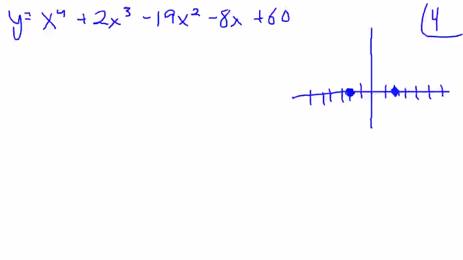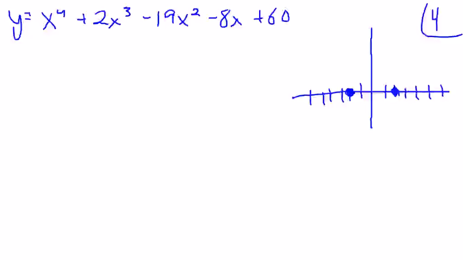Alright, so this one, if you're confused on this one, you might want to go back and watch the video for number 3, because it kind of gives us a little bit of an idea of how to do this. I'm not going to go through quite as many details when I do this. So it tells me that I have zeros of plus or minus 2, which I've noted on my graph right there. And that means that I need to do synthetic division with the 2 and with the negative 2.